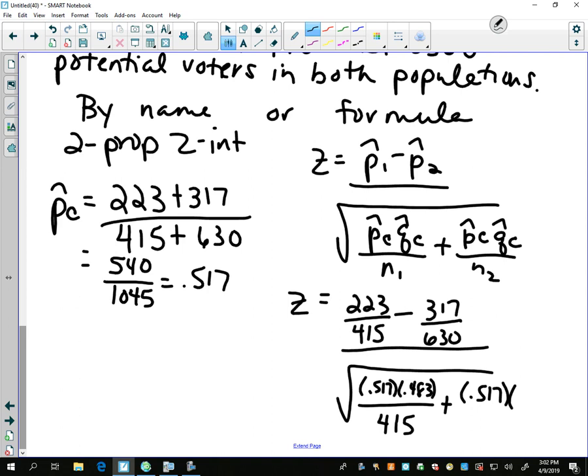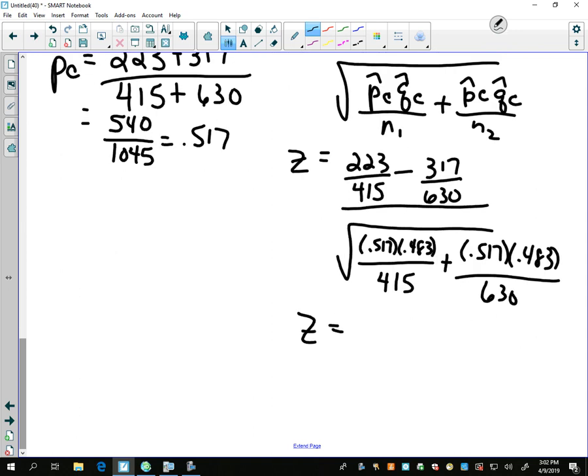0.517 over 0.483, all over 630. Okay. Now, that test statistic comes out to 1.08. All right, so now let's go to the actual calculator and see what this is all about.